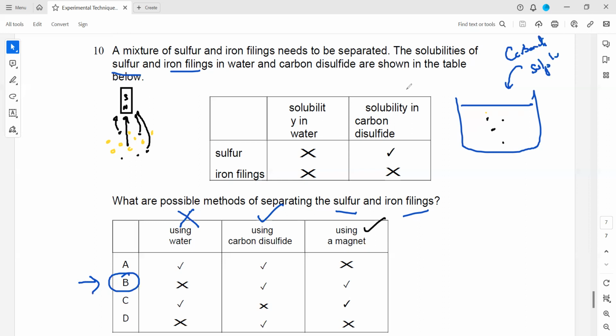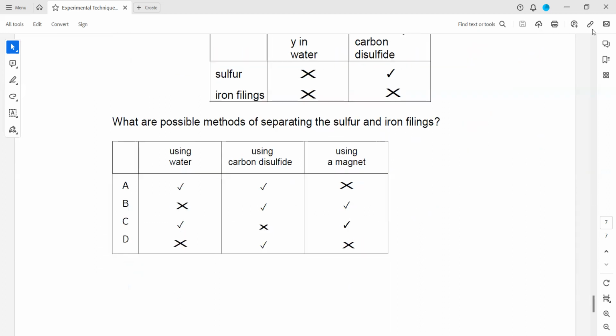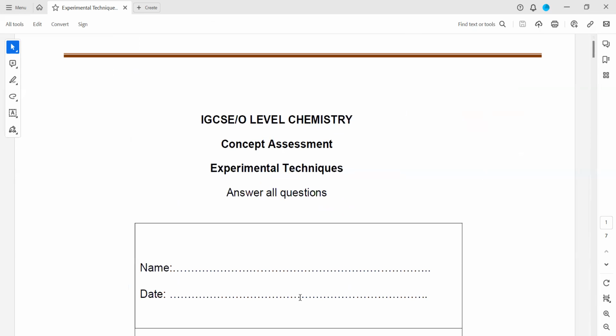Is it clear, this one? Yes, sir. Clear. Okay. So this was the experimental technique pop quiz.